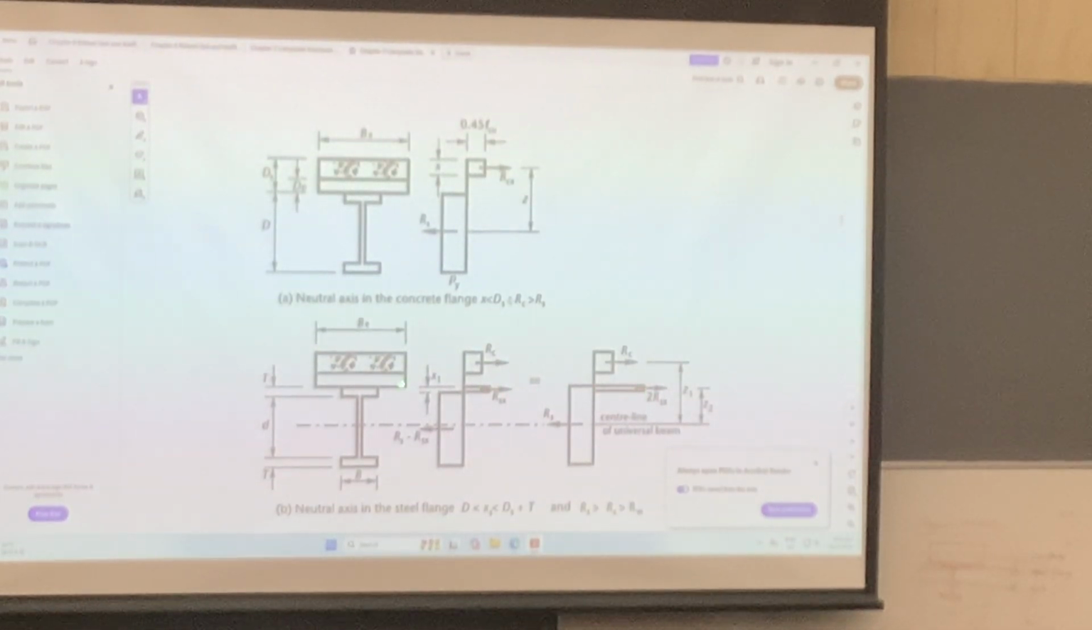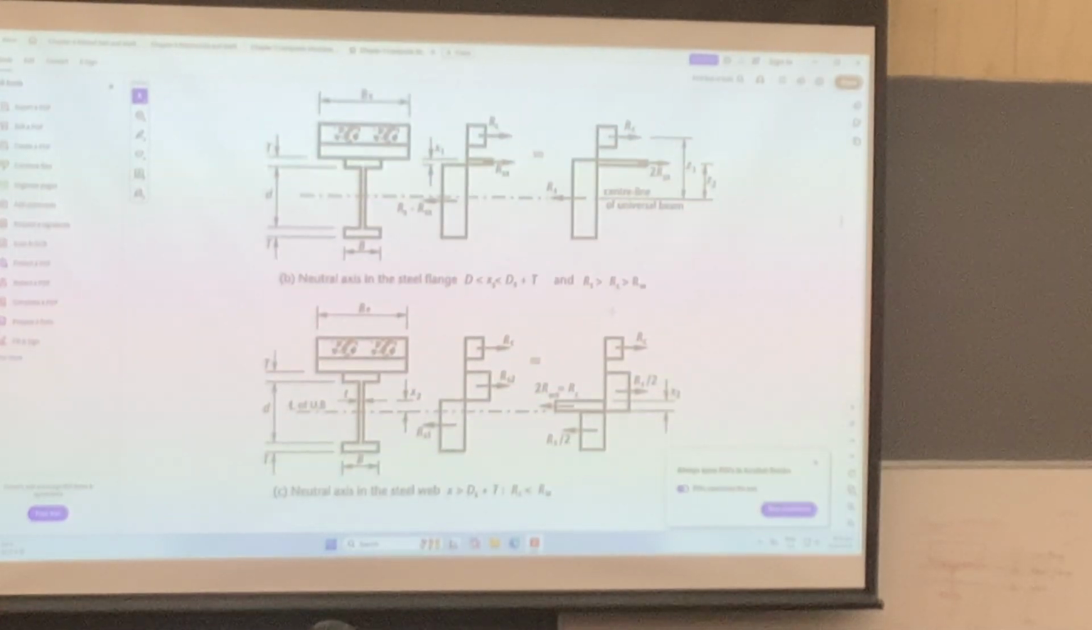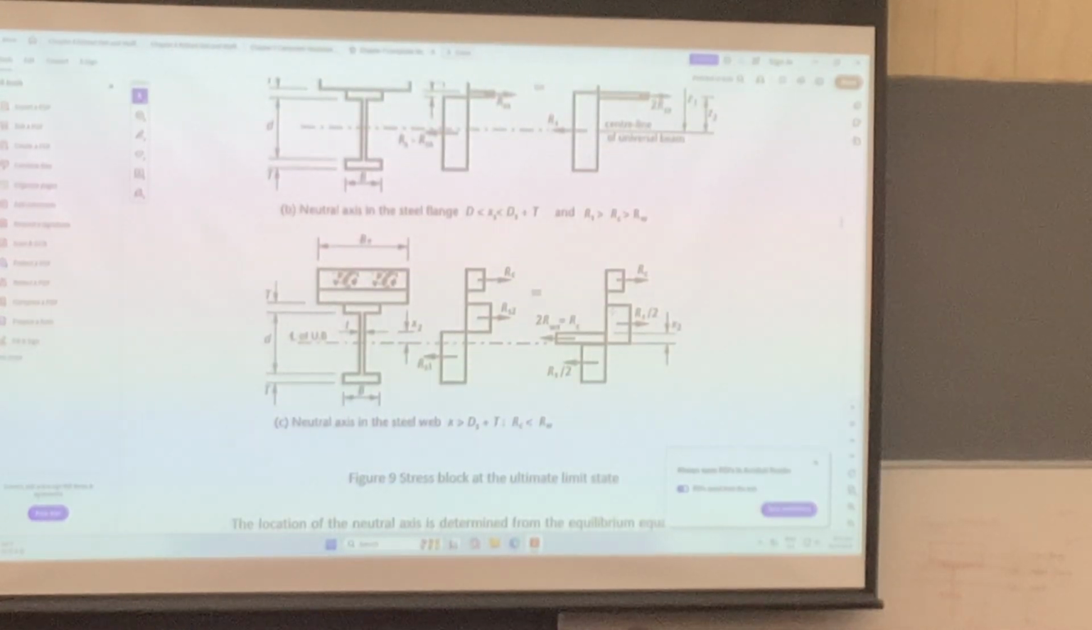OK. For this one, the neutral axis is within the steel flange here. Okay, so the concrete itself is in compression. Part of the steel is also in compression, and the remaining part of the steel is in tension. Okay. And then for the final case, the neutral axis is within the web, so you can see that all the section of the concrete is in compression. And the neutral axis is here. So part of the steel section is also in compression, and part of the steel section is in tension.